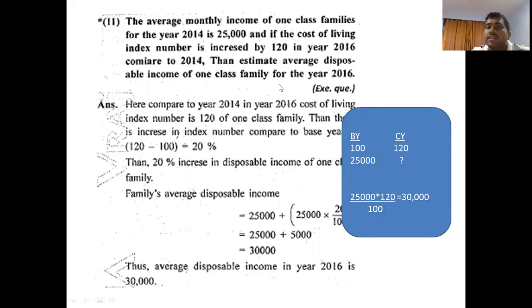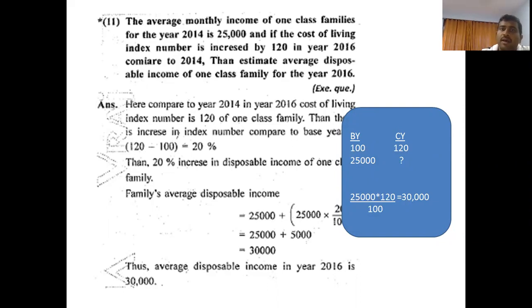So now what is the income? 25,000. Then estimate the average disposable income of one class family. For the base year, how much was the spending? 100. For the current year, how much was the spending? 120, right? And the amount given is 25,000. So how do we calculate the current year amount? 25,000 into 120 divided by 100, we get the final answer 30,000.